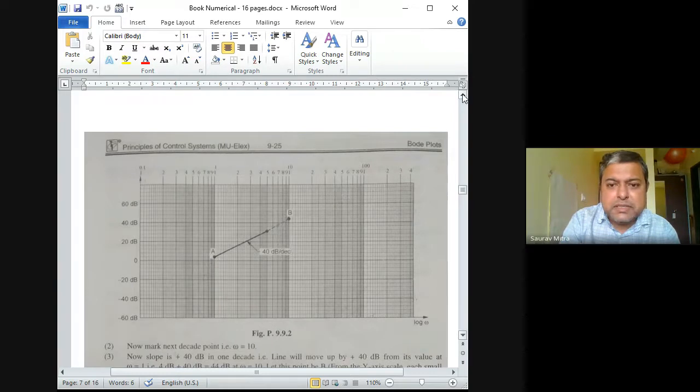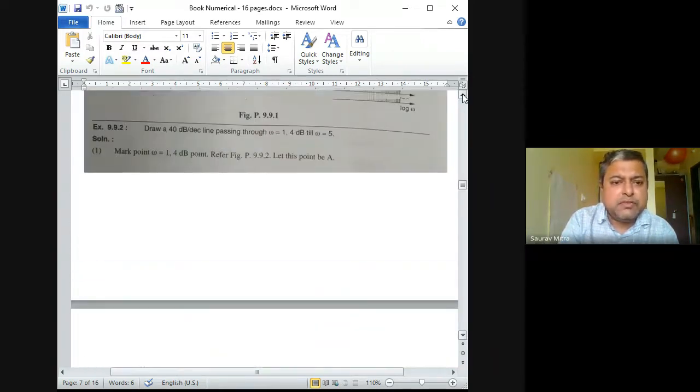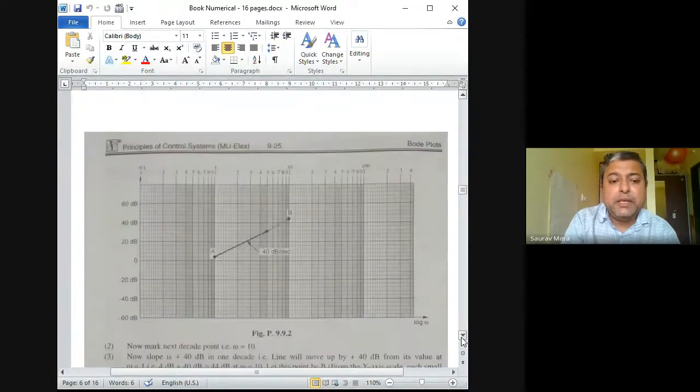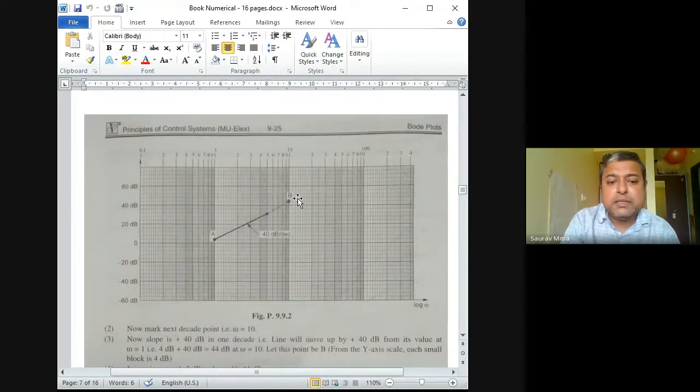So that's why the question is, starting from A at 1, 4, draw a 40 dB per decade line, but stop at frequency omega equal to 5. That's why they have first plotted point B. So A is 1, 4, B is 10, 44, but they have stopped at radian equal to 5. And we are finding that at 5 the amplitude is around 32 dB. So this point is 5, 32. Wherever I have asked you to stop, I have asked you to stop at 5, 32.